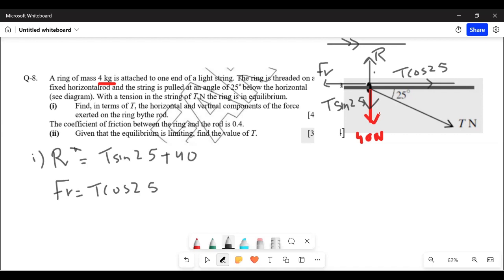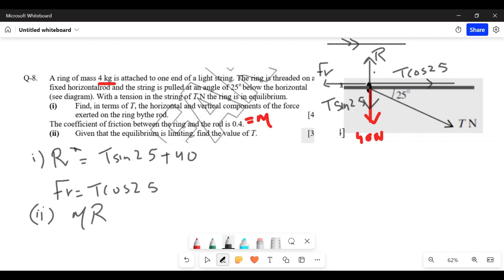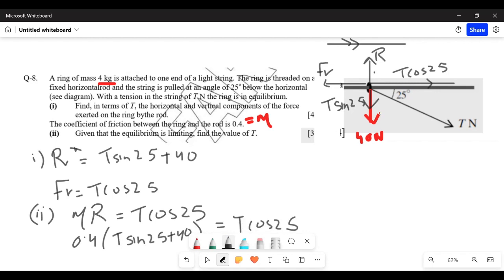Part 1 is correct. Part 2, the coefficient of friction between the ring and the rod is 0.4. So we're given the value for mu. Given that the equilibrium is limiting, find the value of T. So now for part 2, we'll replace friction by mu R equals T cos 25. Mu we know is 0.4 and R we know is T sine 25 plus 40, equals T cos 25.